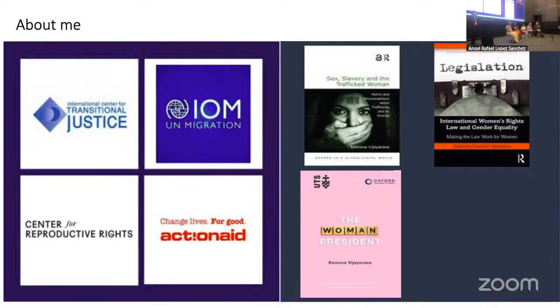And I think it's that practice that made me feel quite incentivized to think about more innovative ways of trying to close gender equality gaps. I've also published a few books, and one of those books on the screen, The Woman President, is the output of the initial stages of the Gender Legislative Index that I'm going to tell you about.